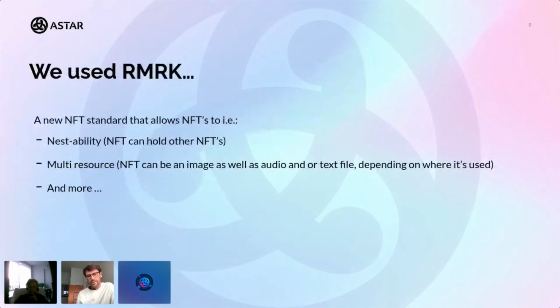So about this NFT that evolves, we use the Remark protocol, which is really cool. You can see Remark a little bit like the Legos for NFTs. They have a lot of functions that classical NFTs do not provide. For example, nestability. An NFT can hold other NFTs. The Remark NFTs can also be multi-source. So an NFT can be an image, an audio file, a text file, and depending on which platform you use, you can either hear it or see it. There are more functions that I'm not going to get into, but it really helped us develop this NFT that could evolve according to your participation in the DAO.